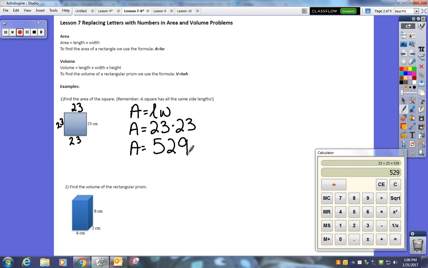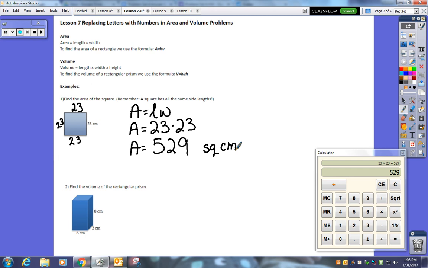Now when we talk in terms of area, this is square units because it's how many squares of a certain size can fit inside the figure. So obviously this is not drawn to scale, but I could fit 529 squares that are 1 centimeter on each side inside that square. So the next one is asking us to find the volume of the rectangular prism.